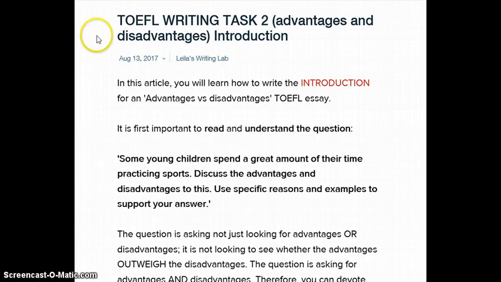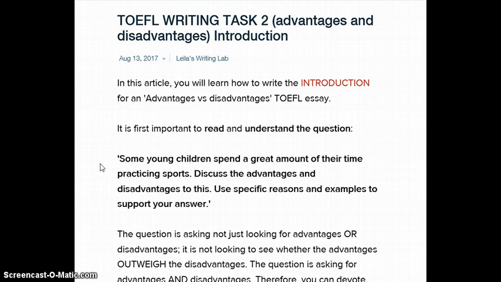In this post, we will be looking at the TOEFL Writing Task 2, Advantages and Disadvantages. And in this article, we'll specifically learn how to write the introduction to this type of TOEFL essay. The first thing we need to do is to read and understand the question, and this is the question.